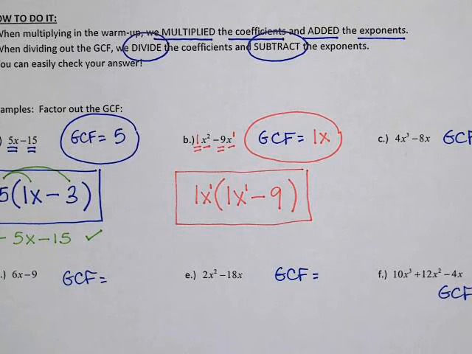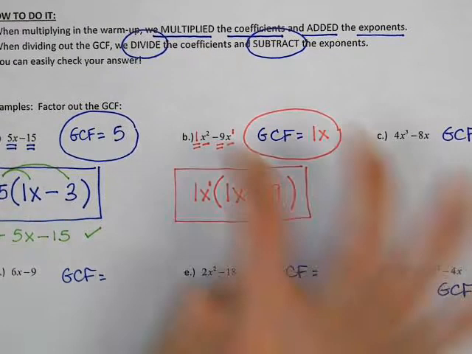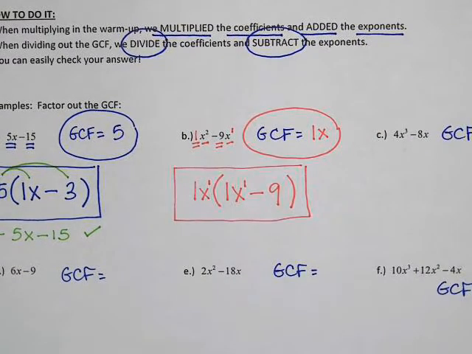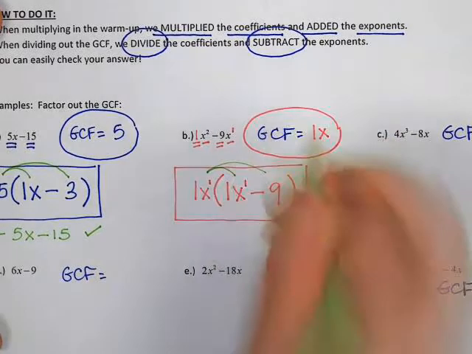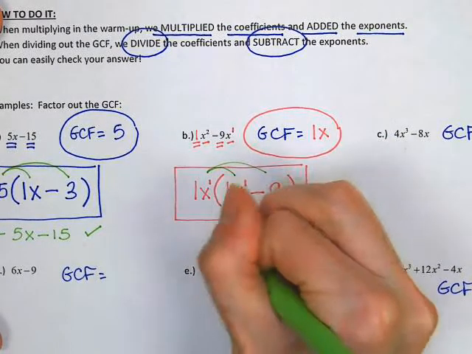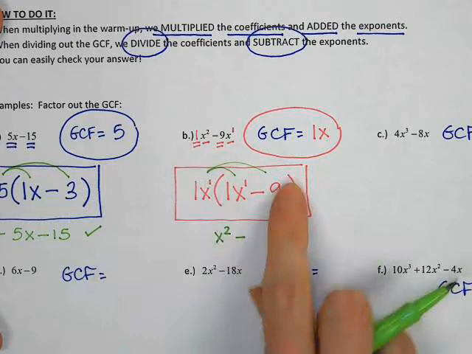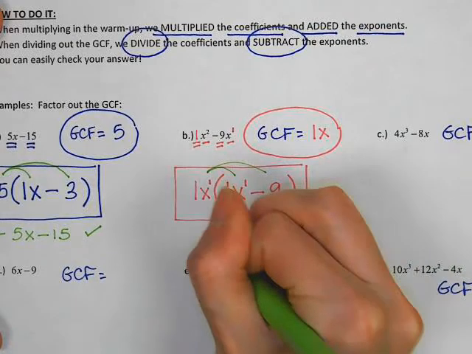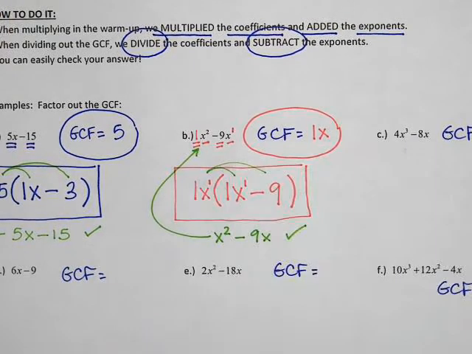Again, if you want to check your answer, just FOIL it out, and you'll get back to where you started. I'll show you. X times x is x squared, minus x times 9 is 9x. That is what you started with, so you know you did it right.